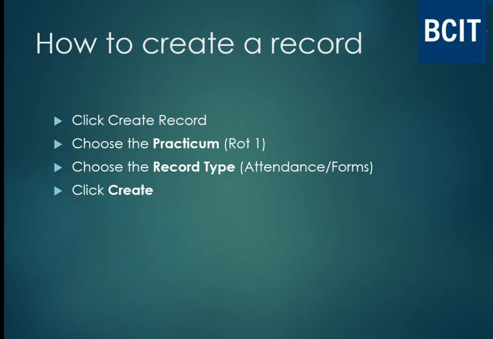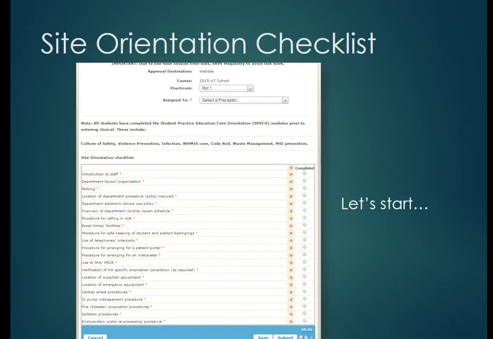So those steps again, click Create Record. First, choose the practicum. Second, choose the record type, and then click Create. Success! You've created your first form, and it should look something like this.